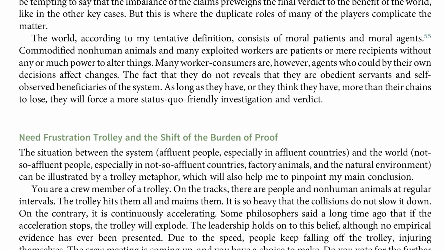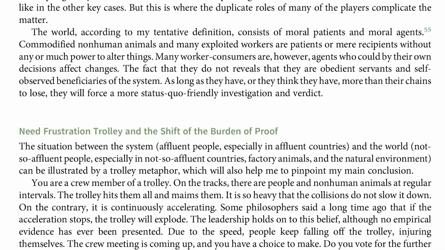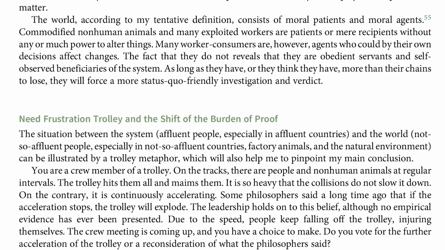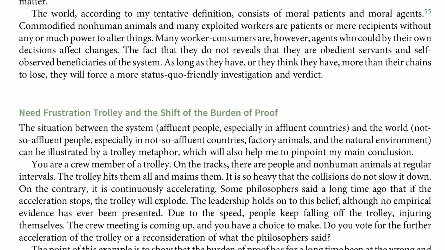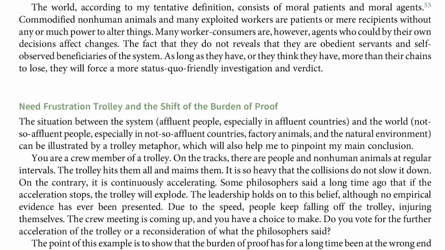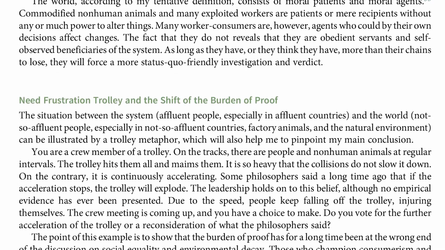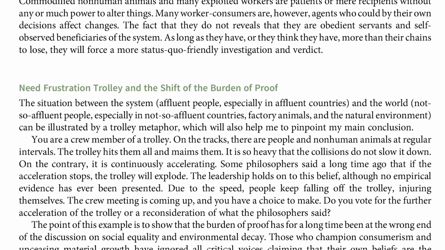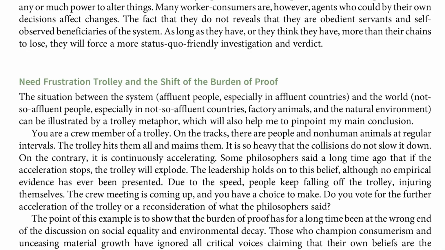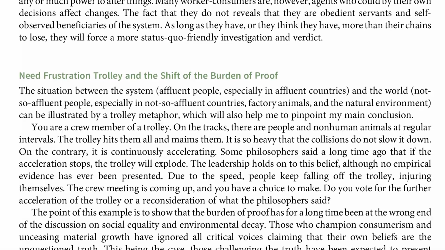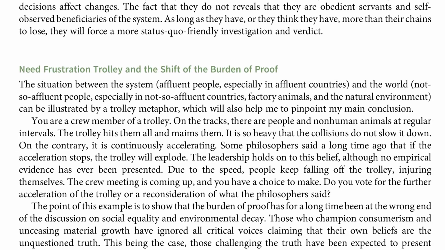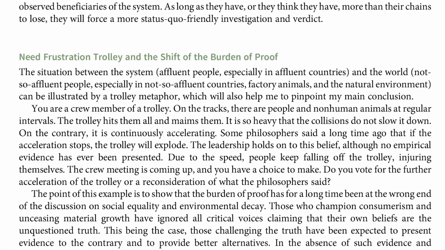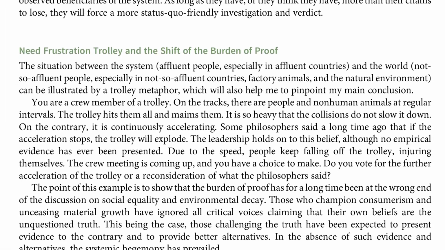Need frustration trolley and the shift of the burden of proof. The situation between the system, affluent people, especially in affluent countries, and the world, not so affluent people, especially in not so affluent countries, factory animals, and the natural environment, can be illustrated by a trolley metaphor, which will also help me to pinpoint my main conclusion. You are a crew member of a trolley. On the tracks, there are people and non-human animals at regular intervals. The trolley hits them all and maims them. It is so heavy that the collisions do not slow it down. On the contrary, it is continuously accelerating.